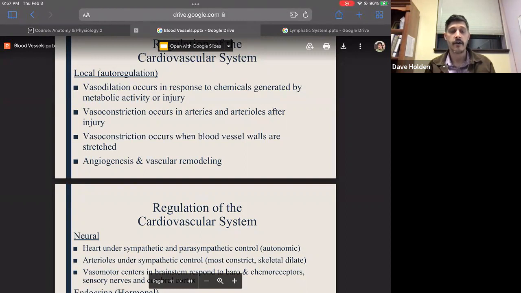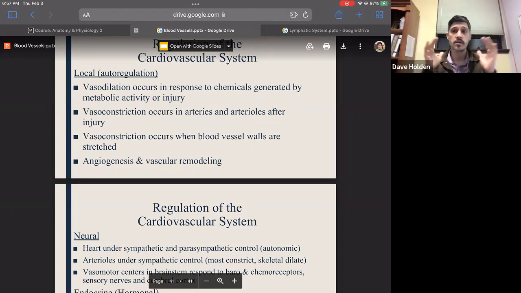We could also be talking about the redness that occurs when you're laying on a heating pad and that heat is pulling blood to an area. So when you get up, that spot that was on the heating pad is super red. Vasoconstriction occurs in arteries and arterioles after injury. Remember, if something is damaged, we've got to cut off blood supply and reroute around the accident.